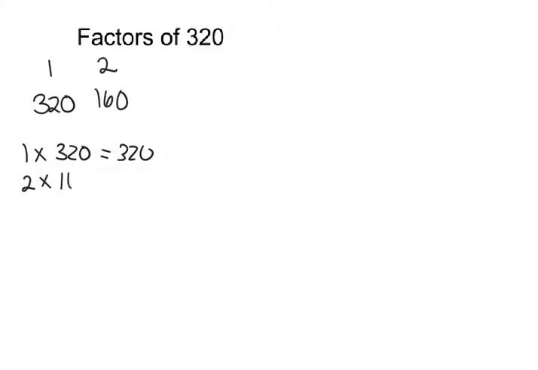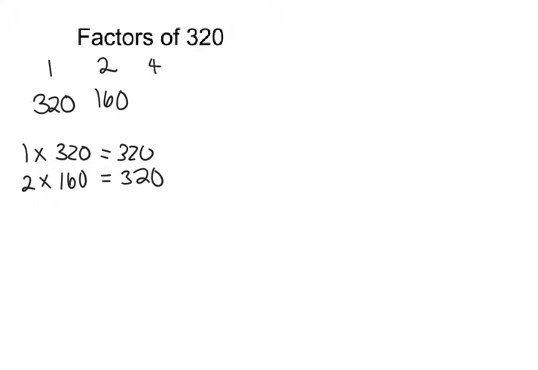Factors. Factors are two numbers multiplied together to get a number, a product. So you were asked to write those, and we want to think about the factor pairs in this. So a factor pair is 1 and 320. That's because 1 times 320 is 320. 2 and 160. That's because 2 times 160 is 320. Oops, that's not a 20. There we go. And we can keep going.